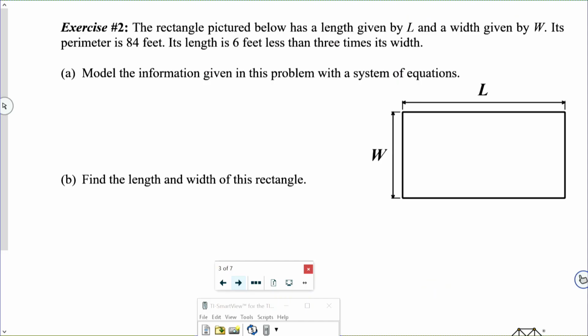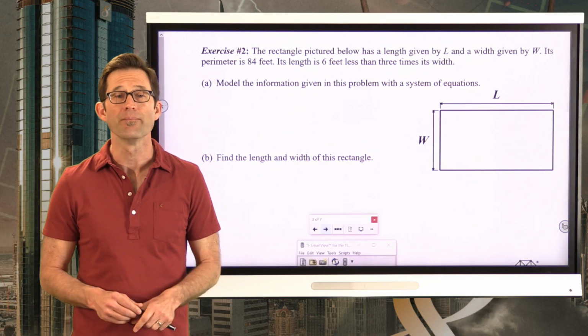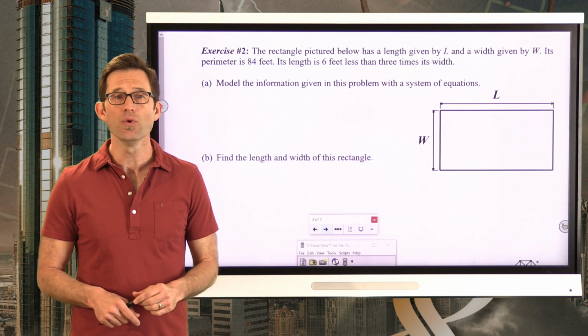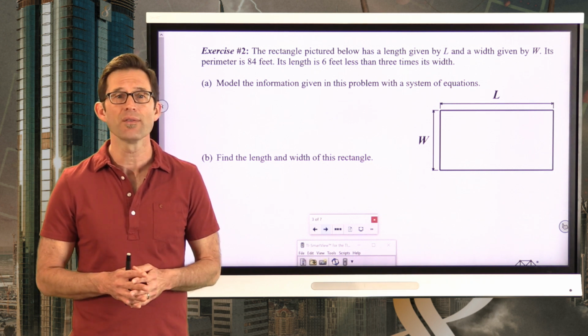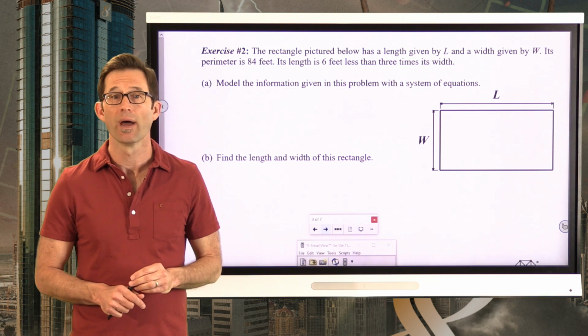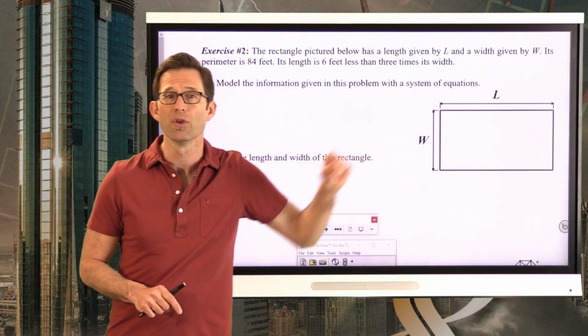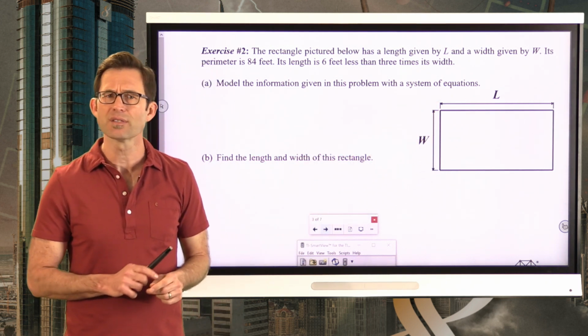Exercise number 2. The rectangle pictured below has a length given by capital L and a width given by capital W. Its perimeter is 84 feet. Its length is 6 feet less than 3 times its width. Letter A asks us to model the information given in this problem with a system of equations. All right, great. I'd like you to pause the video and see if you can model all the information given in this problem with 2 equations, right? Both of those equations are going to involve W and L. Pause the video now and see what you can do.